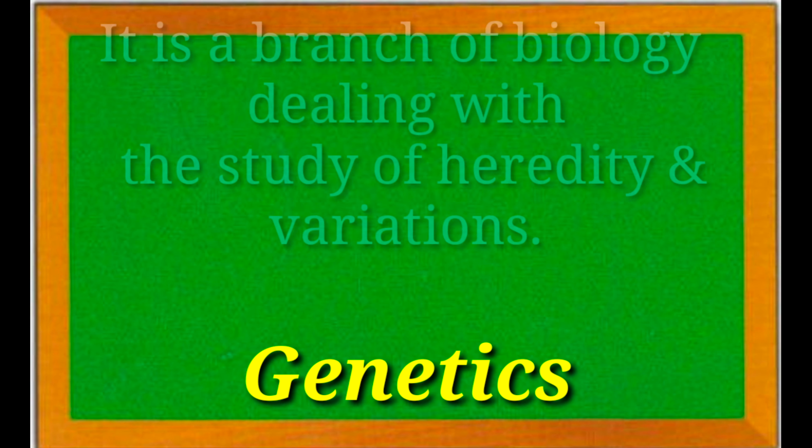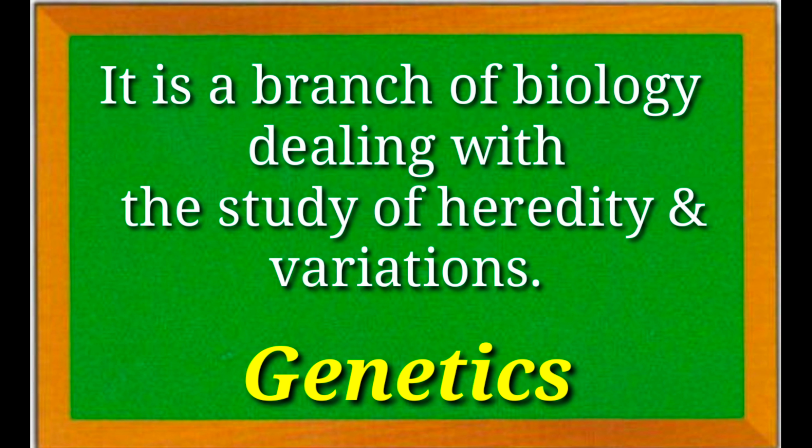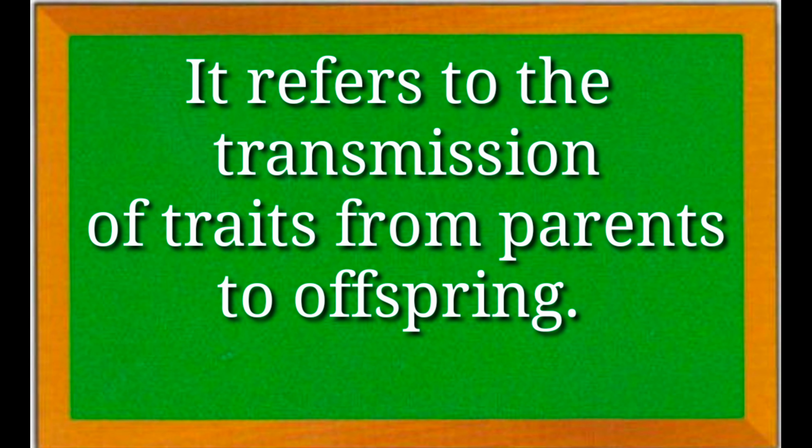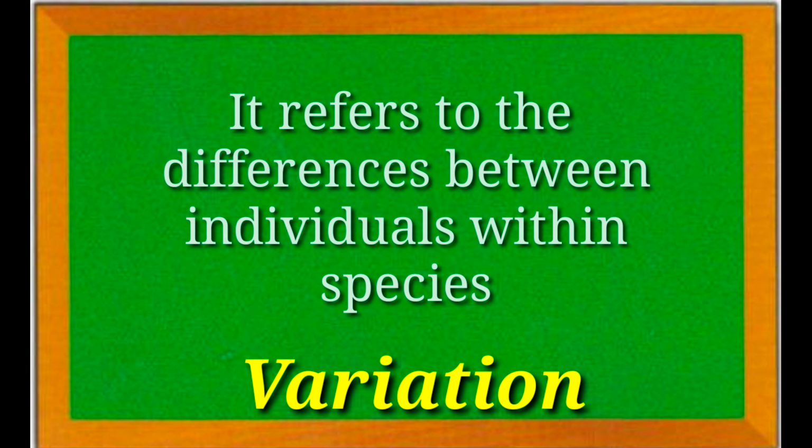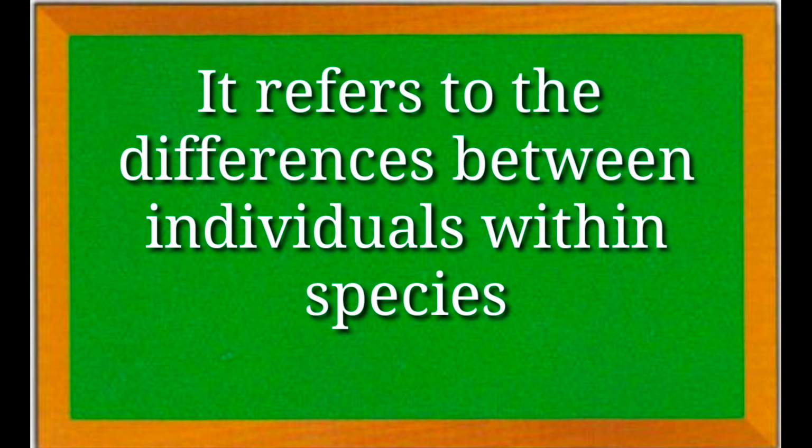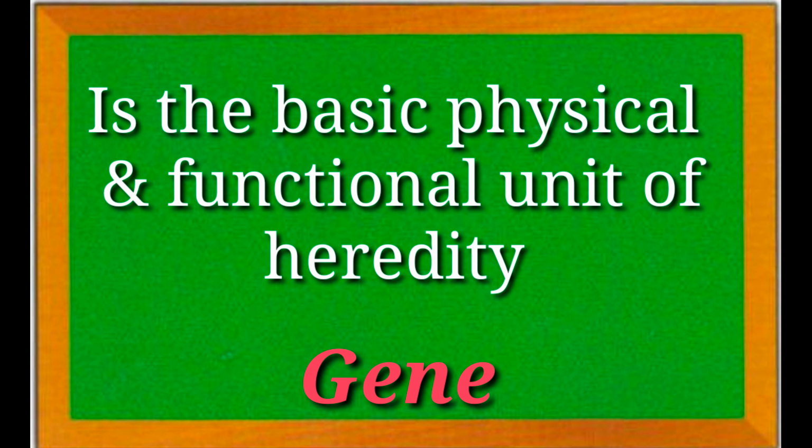Okay, first we have genetics. It is a branch of biology dealing with the study of heredity and variations. Next, we have heredity. It refers to the transmission of traits from parents to offspring. And then variation. It refers to the differences between individuals within species. Then we have the gene. It is the basic physical and functional unit of heredity.